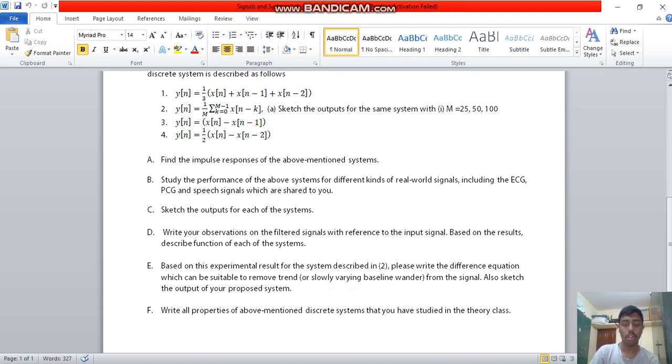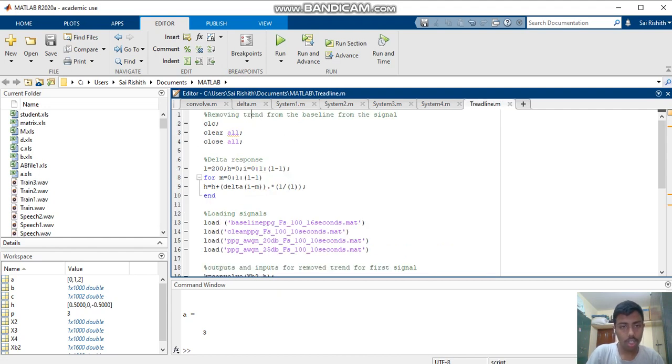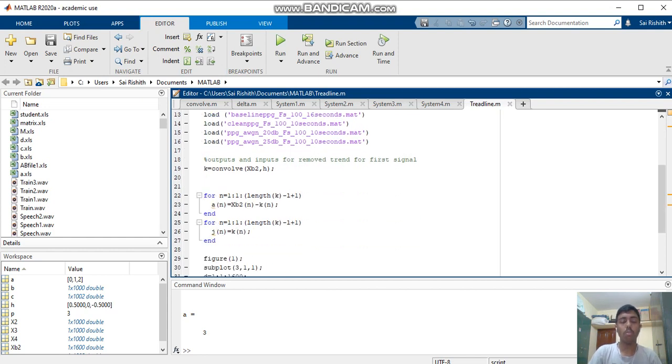So I will show the program. Here I am taking a very small value, that is 200, and loading the files using the second system and convolving to find the trend. When we remove the trend, the convolved signal is known as the trend. When we run it, we will understand. I will run the program and explain.